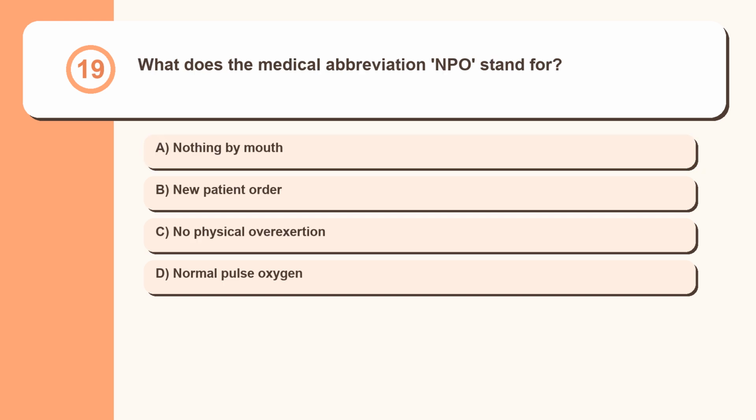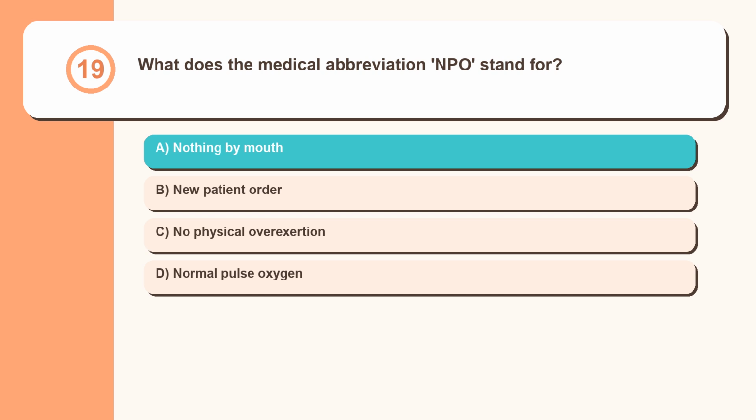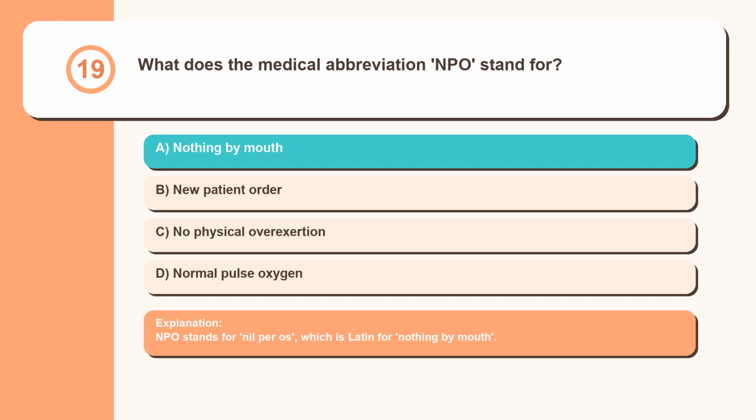Question 19. What does the medical abbreviation NPO stand for? Nothing by mouth, new patient order, no physical overexertion, normal pulse oxygen. NPO stands for nil per os, which is Latin for nothing by mouth.